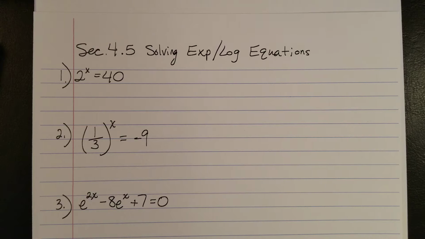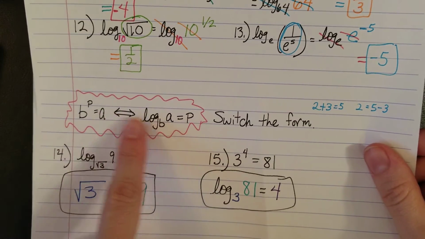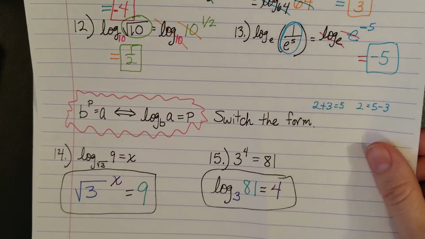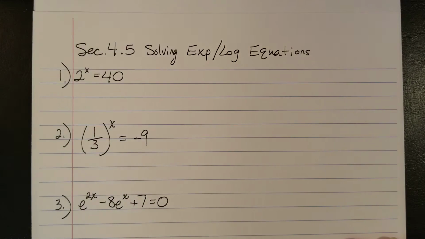So one way we can look at this is to apply what we learned from section 4.3, I believe it was, where we switch the form between exponential and log form. Or we can just think of it as taking the log, based on some log, of both sides, and that'll get the x out of the exponent.